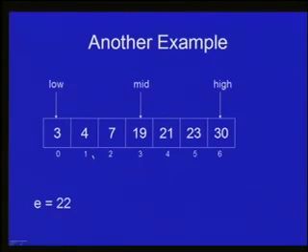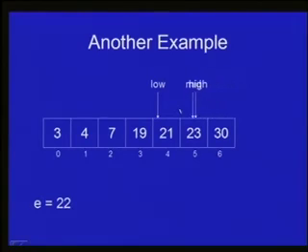In this case we have the same array, but we are searching for the element 22. So now 22 is larger than A[mid], which is 19, and so low will move to mid plus 1 and mid will correspondingly change. So low has become 4 and high is 6, so the new value of mid is (6 plus 4) by 2, which is 5. And this time again we compare A[mid] with E, which is 22, and we find 22 is lesser than 23, so high will become mid minus 1.